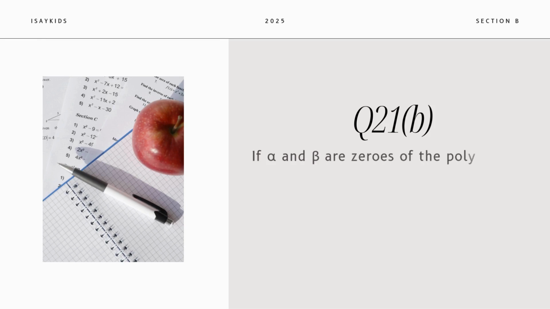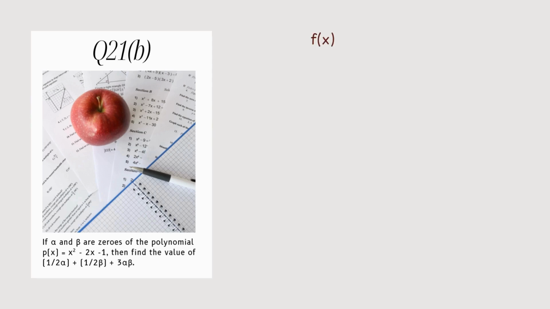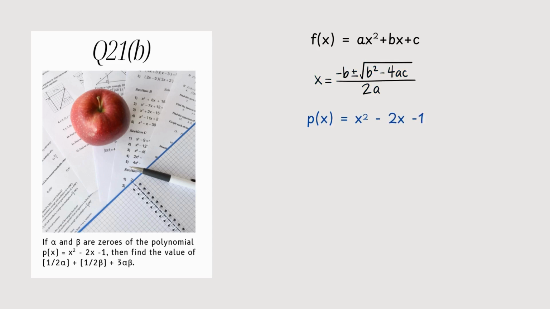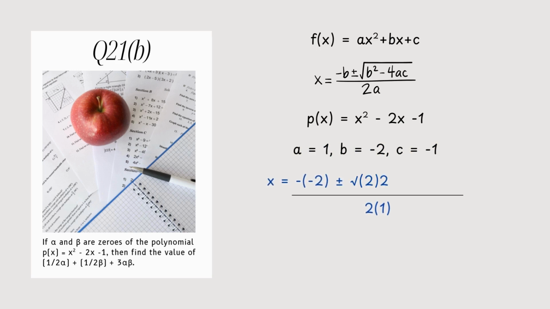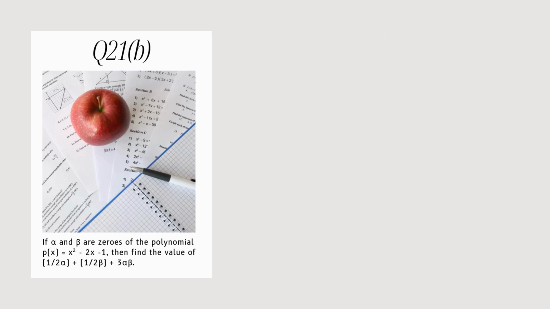If alpha and beta are the zeros of the polynomial p(x) equal to x square minus 2x minus 1, find the value of 1 upon 2 alpha plus 1 upon 2 beta plus 3 alpha beta. When f(x) is equal to ax square plus bx plus c, its roots are given by this quadratic formula. In our case, p(x) is equal to x square minus 2x minus 1, which gives us a equal to 1, b equal to minus 2 and c equal to minus 1. Substituting the values in the quadratic formula, we get x equal to 1 plus minus root 2, and let's take alpha as 1 plus root 2 and beta as 1 minus root 2. So these are our roots, and we need to find the value of this.